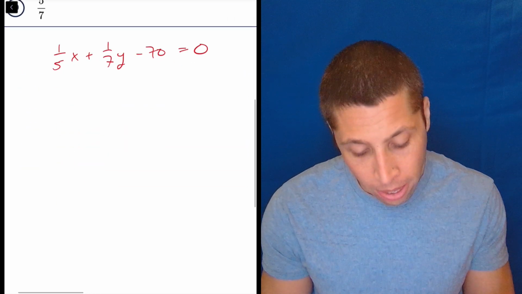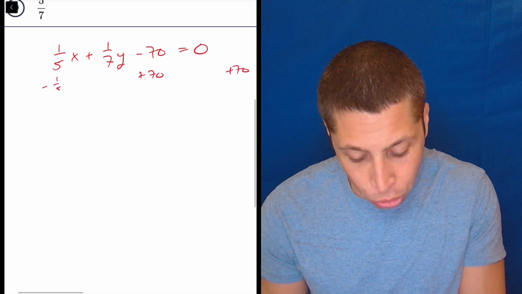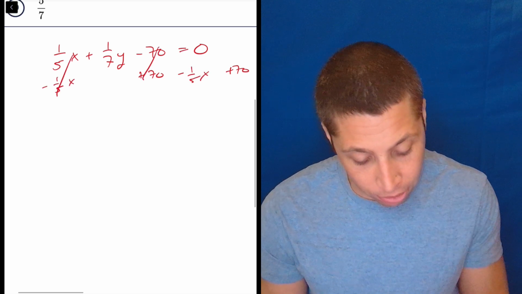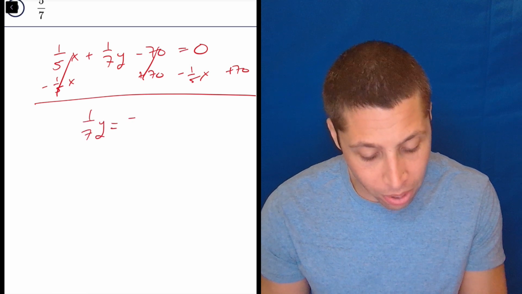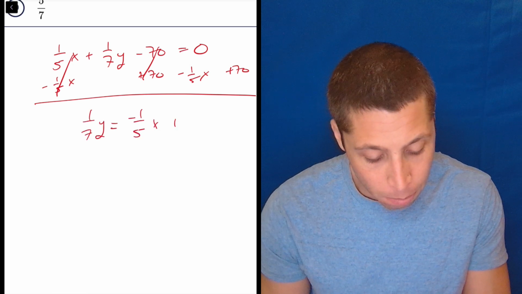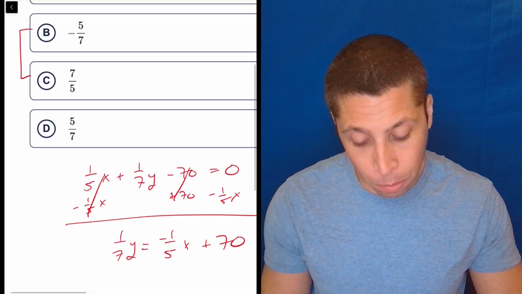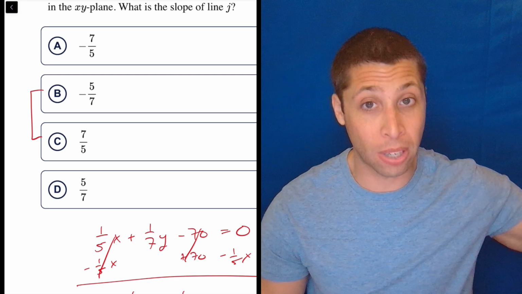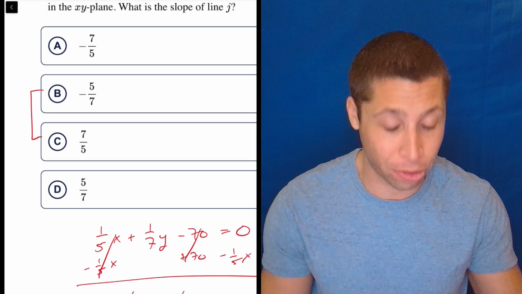So let's just start by getting the y alone. Let's add 70 to both sides. Let's subtract 1/5 x from both sides, right? So that gets rid of that, that gets rid of that. We end up with 1/7 y is equal to -1/5 x plus 70. You got to write this out, because if we lose a negative somewhere in this process, guess what? We're going to get it wrong. Use the answer choices to tell you what the most common careless mistakes are going to be, and then actively make sure you do not make those careless mistakes.